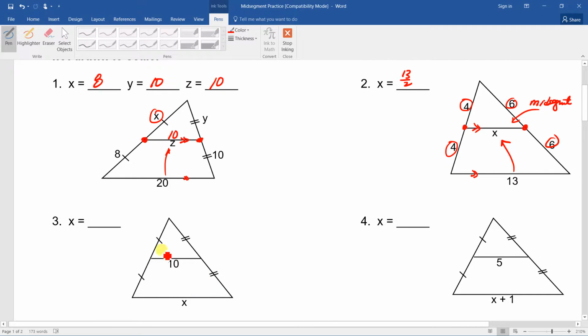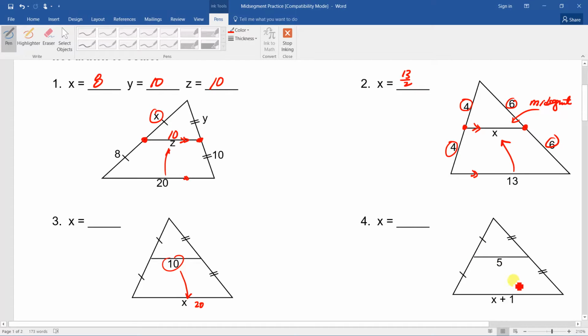In question number 3 over here, again, we're given that we have a mid-segment. So you have to first recognize that, right? You can't go very far unless you recognize that you're dealing with the mid-segment theorem. So once you have that, the mid-segment theorem says the mid-segment is half the size. So this side here is going to be 20. It's going to be twice as big as this.